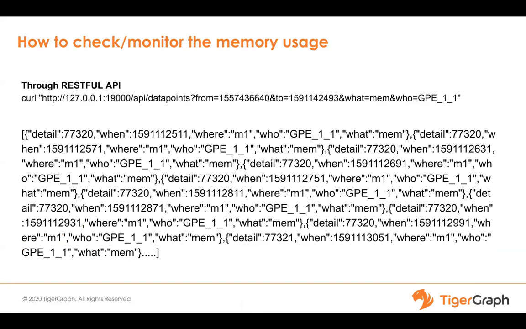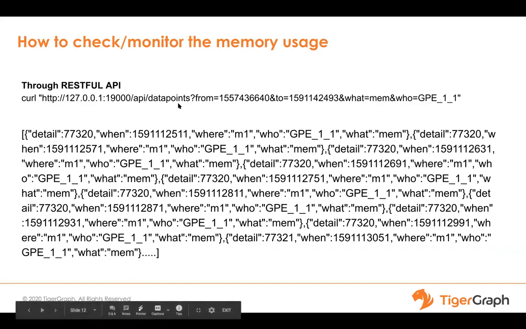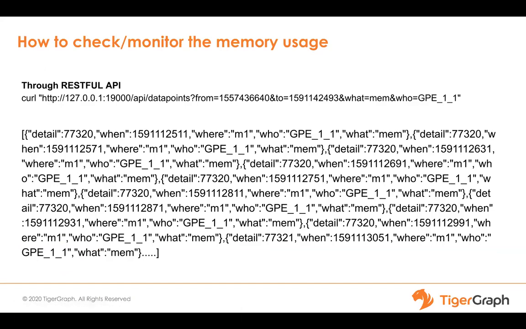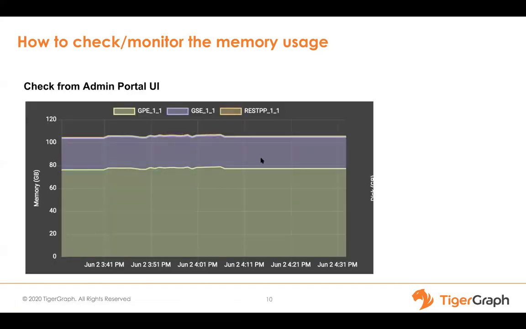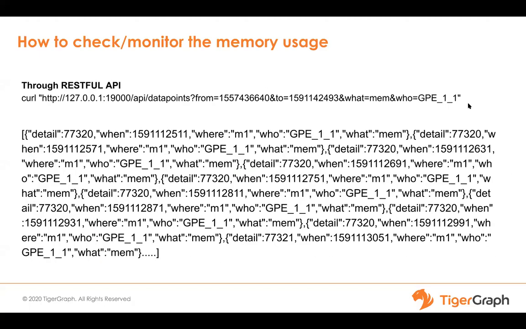And the last method is we can also get the GPE memory consumption status by calling this endpoint. This is actually the endpoint of the TS3 component. The TS3 component is the component that provides the monitoring dashboard. Actually, this result is obtained by calling this RESTful endpoint. If we call this endpoint with a start epoch time and end epoch time, and specify that I want to check the memory consumption of GPE on the first node, then you will get a JSON response like this.